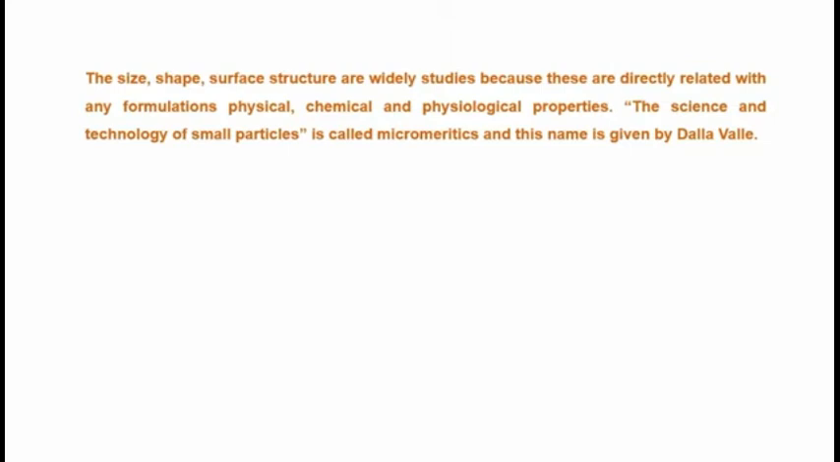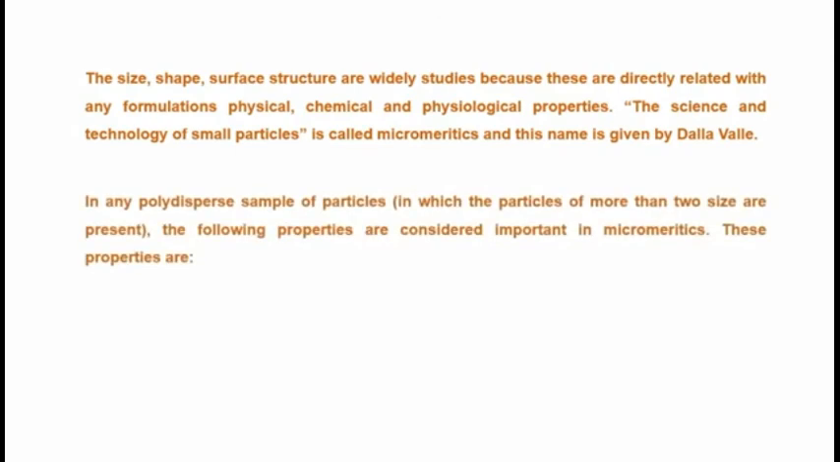Micromeritics is the science and technology which deals with small particles. There are two types of properties to characterize a particle. First, fundamental properties: surface area, particle size and distribution, particle number, particle volume, particle shape. And second, derived properties: porosity, density, bulkiness, flow property, packaging arrangements. Third, particle size and particle size distribution.